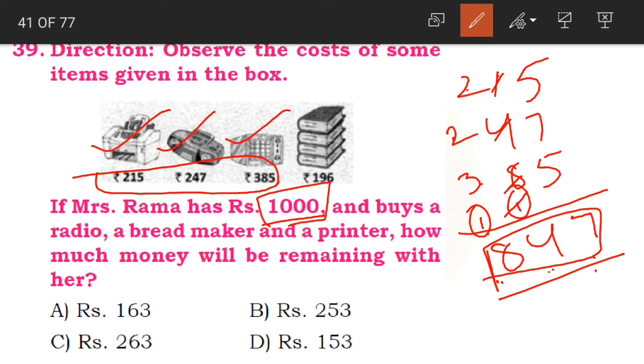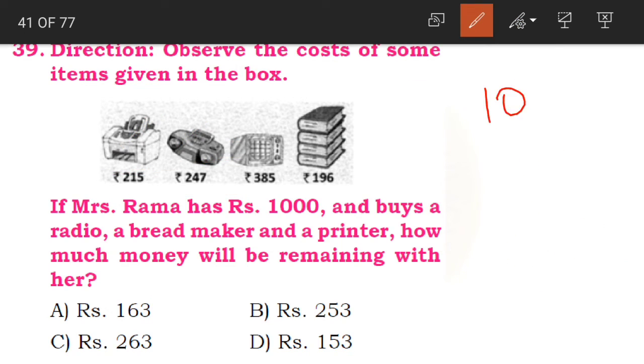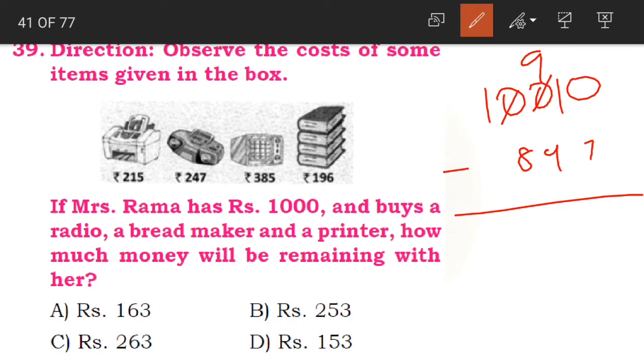He had 1000 rupees. Now what money will he be remaining with? 1000 minus 847. Yes? 1000 minus 847. Now how do we subtract? First 0 becomes 10. The remaining zeros become 9. And the last number becomes minus 1. 1 minus 1 is 0. So 10 minus 7 3. 9 minus 4 5. 9 minus 8 1.